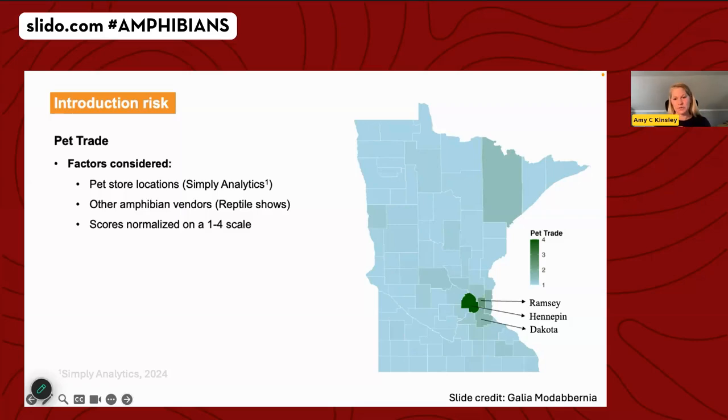And what this map shows is that the counties with the highest introduction risk tend to cluster around the Twin Cities metro area. We're seeing Ramsey, Hennepin, and Dakota counties, which really isn't surprising given that these counties have high levels of human population density, and they also have a high concentration of pet stores and trade activities.